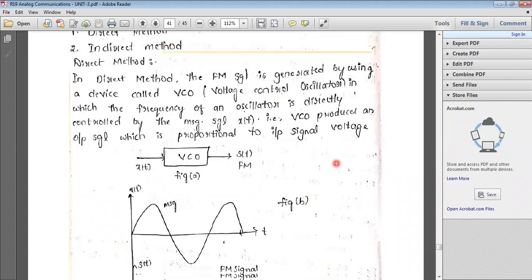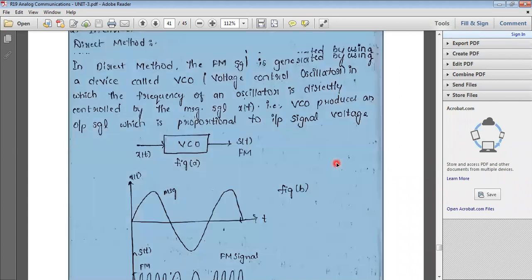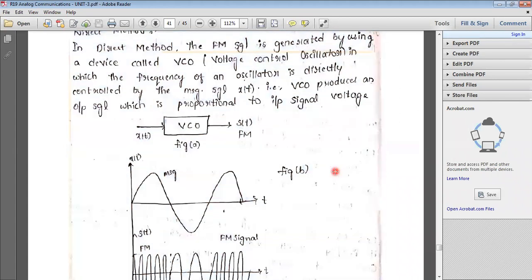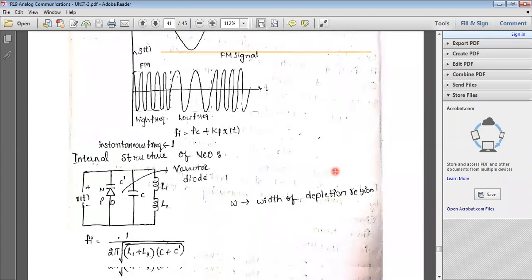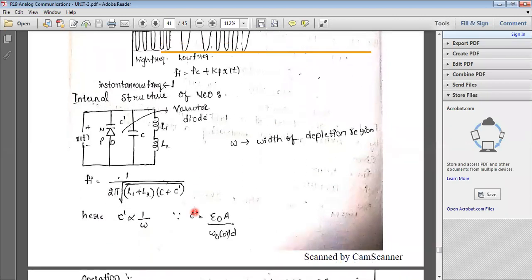Now coming to the direct method, totally we have two types. One is the reactance method. In the reactance method, we just put a tank circuit in parallel with a variable reactance device. And another method is by putting a varactor diode. Already I told you the second one is the varactor diode, which is very, very important for generation of FM.